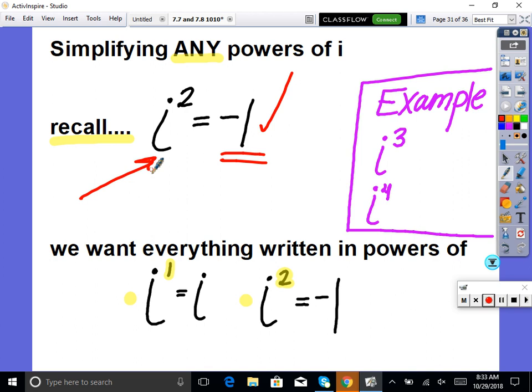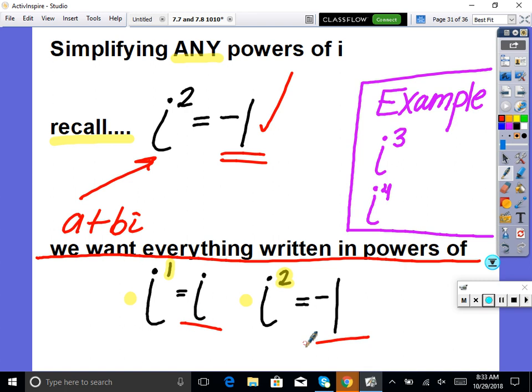Now, what we have is, for complex numbers, we have a plus bi. So it's either just one i or no i's, correct? One i or no i's. That is a complex number. So everybody, i to the first is i, and i to the second is -1. So we want everything written in powers of i to the first or i squared, because we know what those simplify to be. i and -1. So for example, if I said to you simplify i cubed, we want to always with these write them with either i to the first or i squared. So what is i to the third the same thing as?